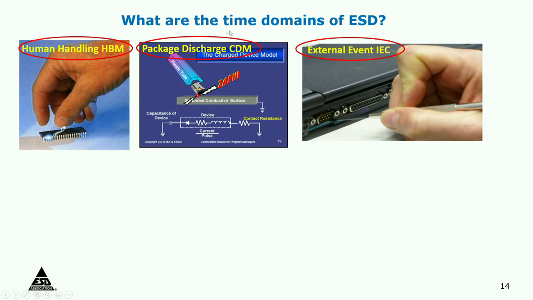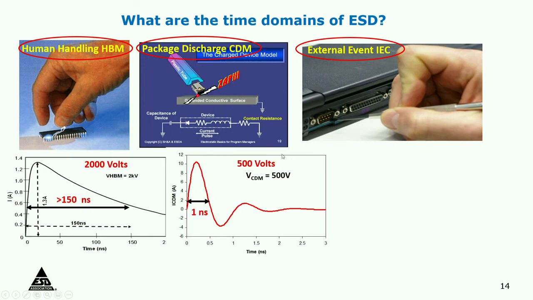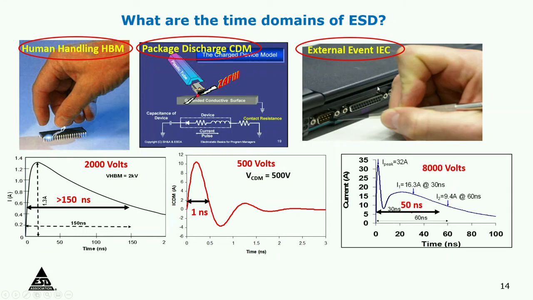So what is the time domain for each one of them? We talked about human handling. It's about 150 nanoseconds. And then for package self-discharging, that's a much shorter time scale, about a nanosecond. And then here is someone fooling around in the back of a computer, touching with a screwdriver, and they are not supposed to be doing this. Do you know why they test for this? It is to simulate the worst thing a human being can do.